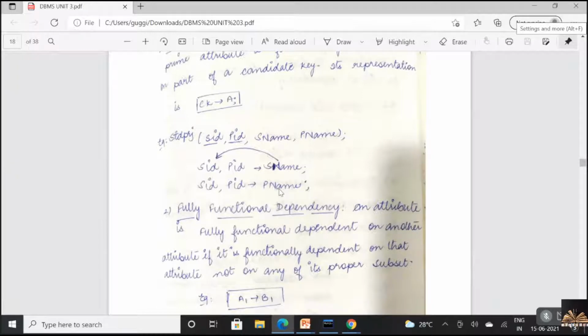Now see, looking at the first functional dependency, I do not require PID in order to determine the name of the student. I just require SID. So student ID determines the name of the student. Hence, I can say that partial dependency exists in the first case. SID, PID is not necessary to determine SNAME. Rather, SNAME can be determined only by SID. It leads to the concept of partial dependency.